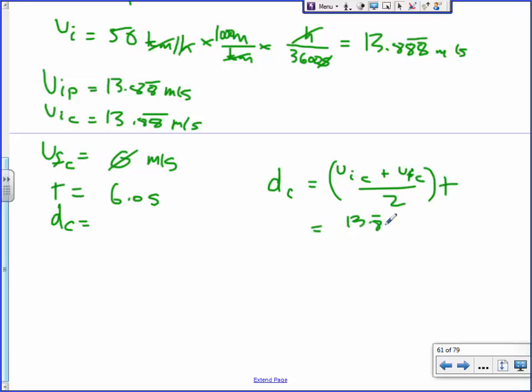So 13.8 meters per second, 0, cut it in half, times by 6. How far did the car go before it came to a stop? Got an answer? 13.8 repeating, cut it in half, times by 6. 41.4. 21? 41.4?